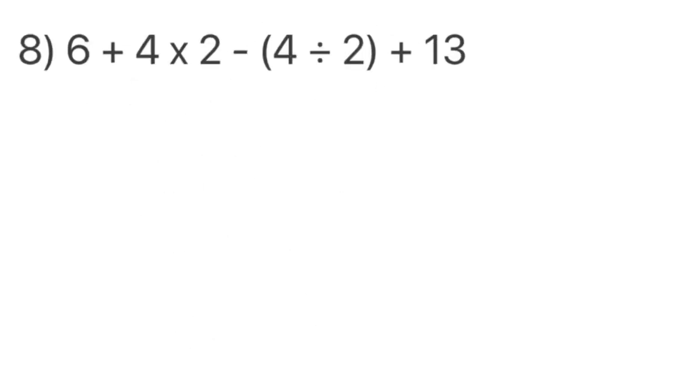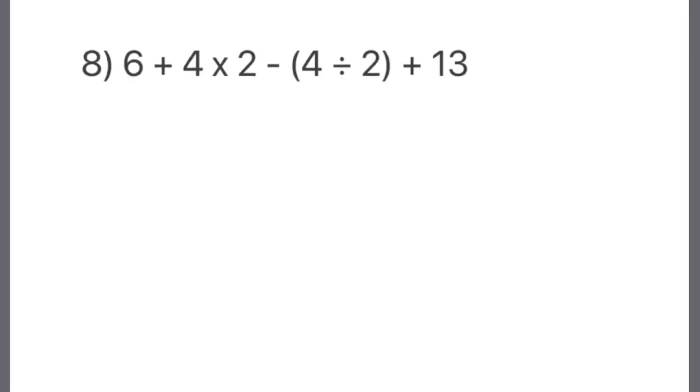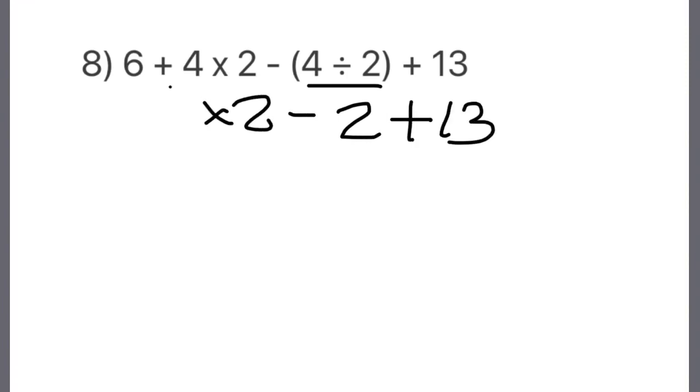Let's pause the video and try number 8 on our desk now. So again, on this problem, we're going to start with our parentheses. 4 divided by 2 is 2. Copy everything else exactly as you see it. So then we do exponents, but this problem doesn't have any exponents. So we're going to multiply and divide. We only have multiplication. 4 times 2 is 8.